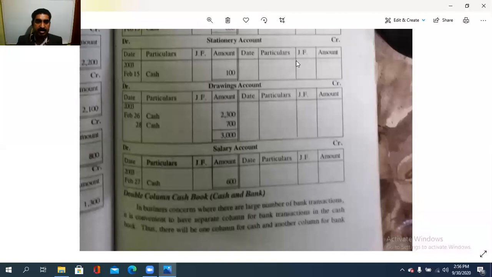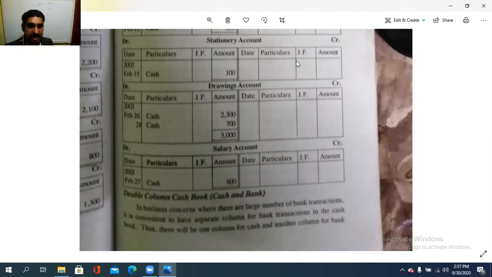So we have seen the single column cash book. Now next is the double column cash book, where 3 methods are there. Double column cash book means 2 columns: either cash and bank, or cash and discount, or bank and discount. All of these are called a double column cash book. But we will see one by one: cash book with cash and bank columns, cash book with cash and discount columns, and cash book with bank and discount columns.